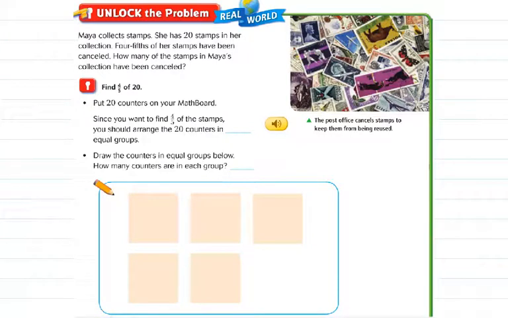Students, in lesson 7.1, we are going to be working on finding part of a group, and our essential question that is going to guide our instruction is how can you find a fractional part of a group? We're going to start with our real world unlock the problem.